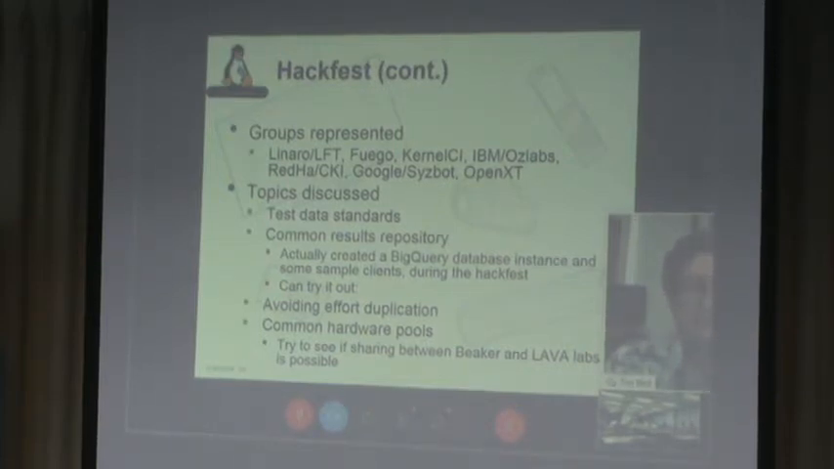They talked about avoiding duplication of effort, trying to use common hardware pools, and one of the things they're going to try to do is see if they can actually share hardware between labs. So for instance, Kernel CI or Sysbot could run tests in the CKI lab, whose board layer is called Beaker. And then CKI could run jobs in a Lava lab, which is the Kernel CI board layer. So they want to see if they could start crossing boundaries.